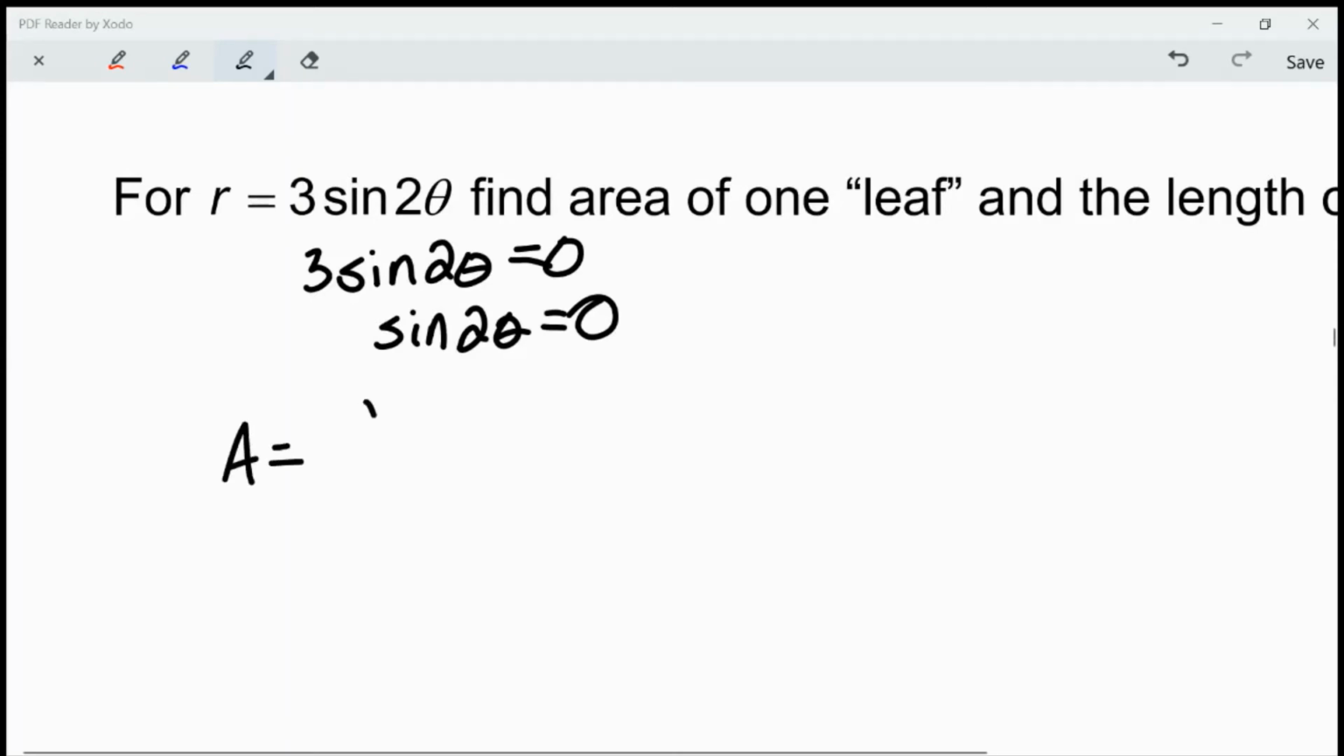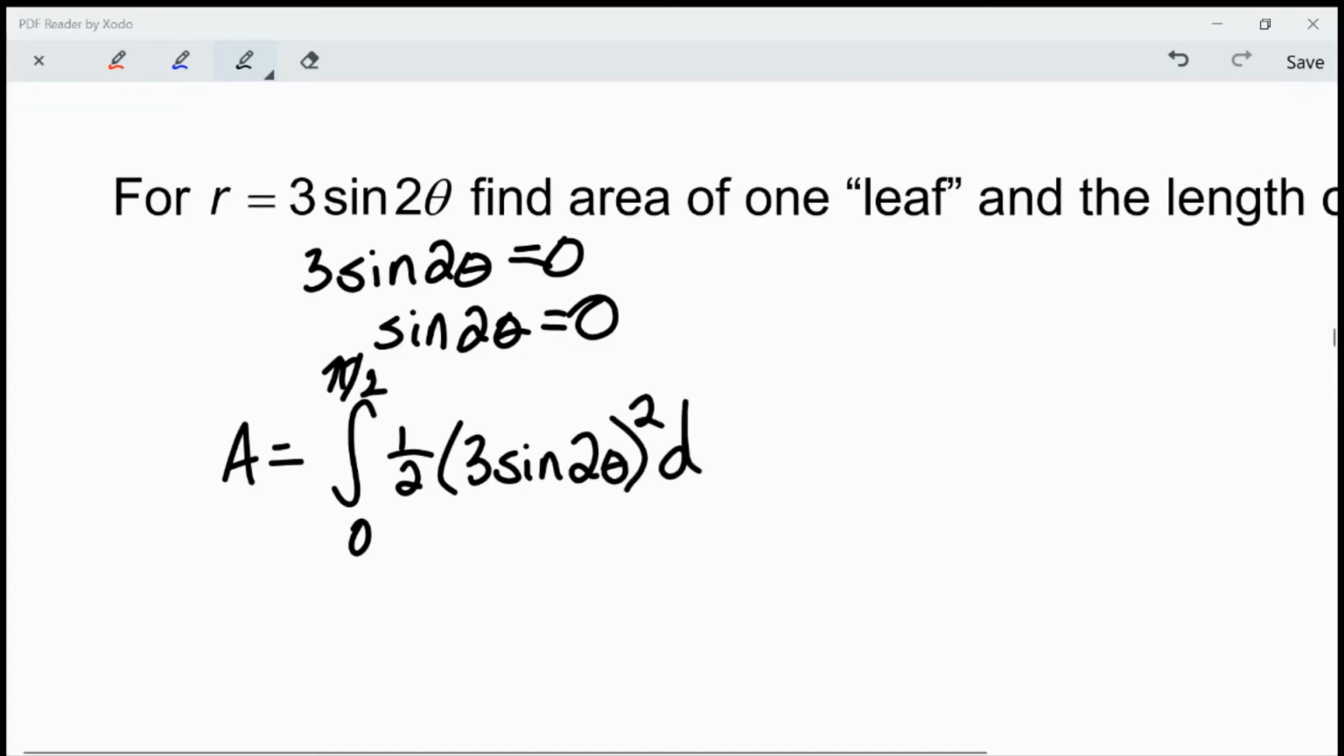So for the area, I'm just going to go from 0 to pi over 2. And I know I'm going to use 1/2 r squared d theta. So 1/2, my r was 3 sine 2 theta. I'm going to square that, multiply by d theta, and then I can just plug that into the calculator. When I plug this into the calculator, this actually has an exact solution of 9 pi over 8.